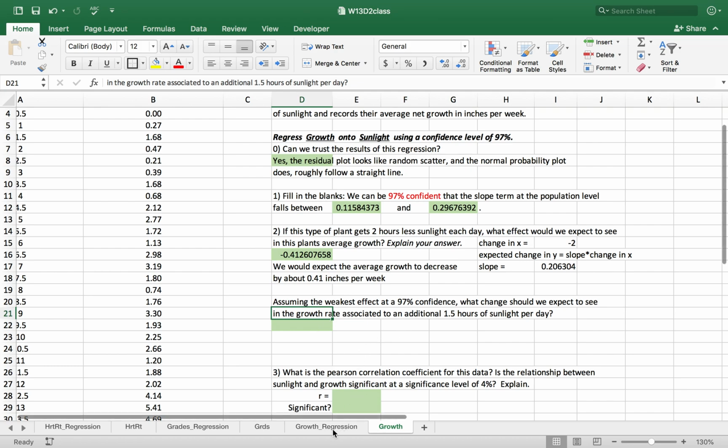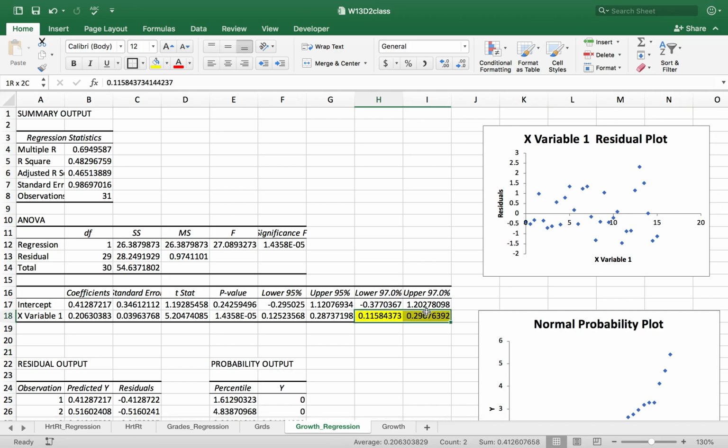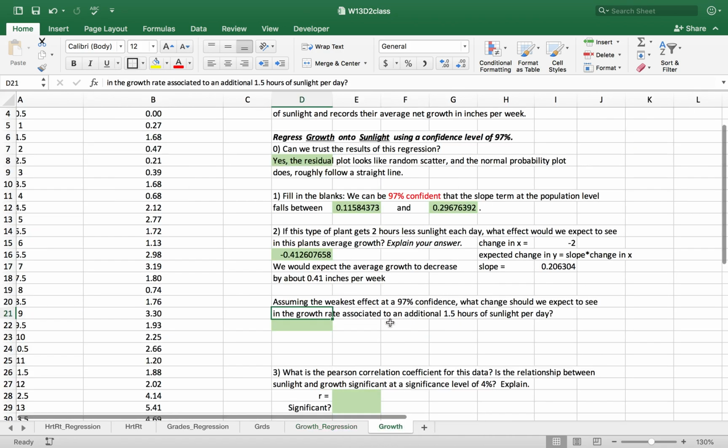Okay, so we know we're dealing with our slope from the regression. We're dealing with the confidence interval estimate, and we have two different estimates here. And the weaker slope term is going to be the one that's closer to 0, the one that's smaller, which in this case is our lower estimate, the 0.1158.